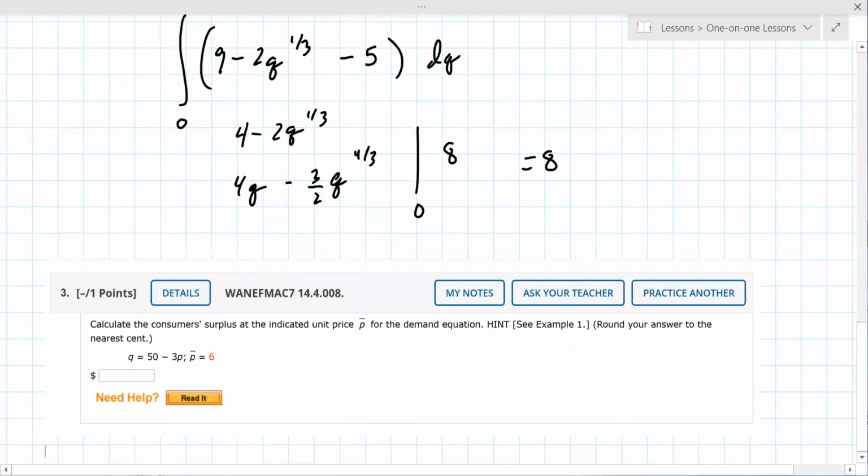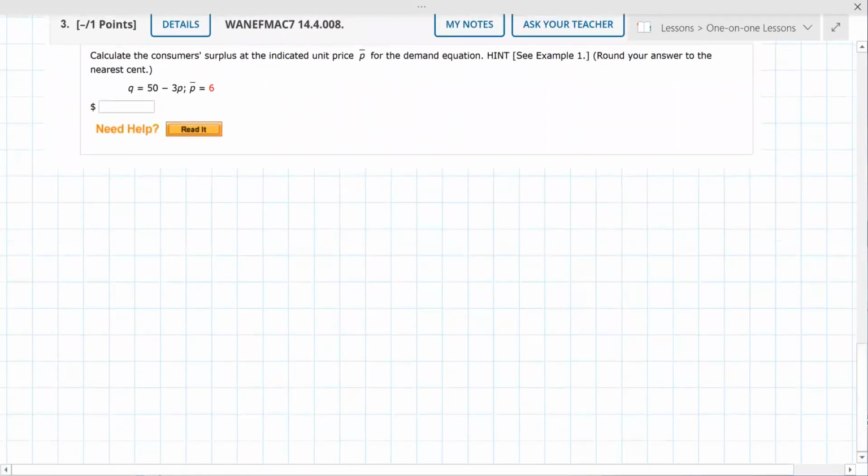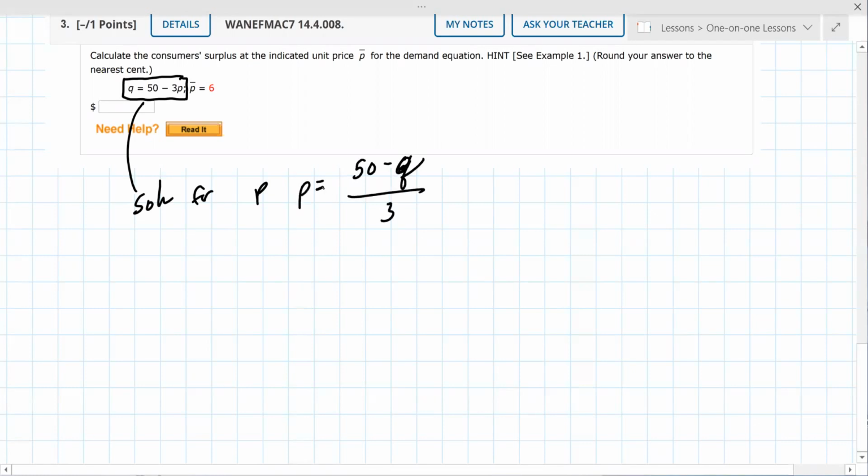All right, snipping in number 3 now. Calculate the consumer surplus at the indicated unit price. So again, you really don't have to do well, this one's bad. Okay, why did they do this? I remember this. They have this in the wrong order here. In the previous problems, it was solved for p. Here it's solved for q. So you need to solve for p. Okay, so it's 50 minus q over 3. That's what p equals.